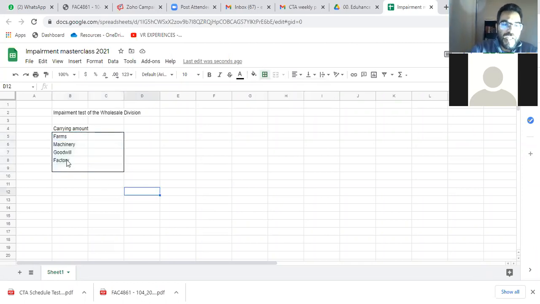So this factory is a corporate asset. The reason it forms part of the carrying amount of the wholesale division is because this corporate asset can be allocated to the wholesale division on a reasonable and consistent basis. If it could not be allocated on a reasonable and consistent basis, we could not bring the factory in. Okay, so that's very important. Then we're going to have our carrying amount.